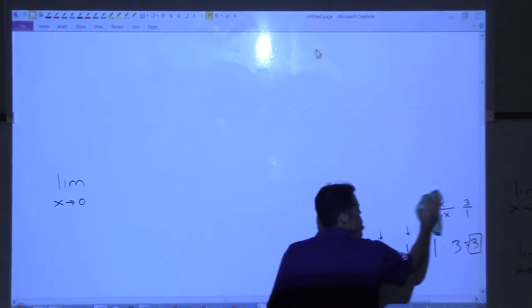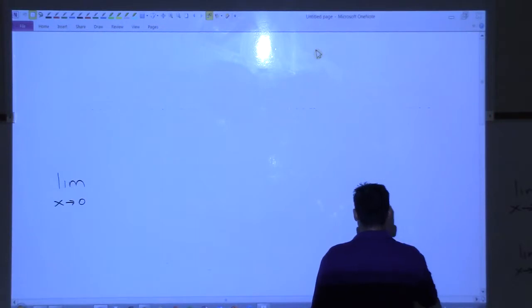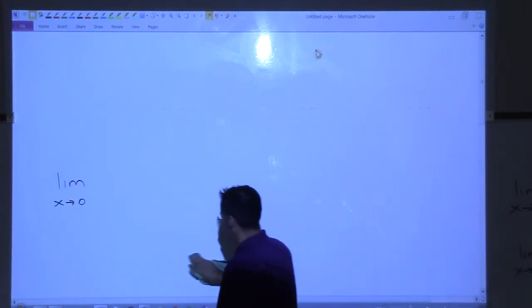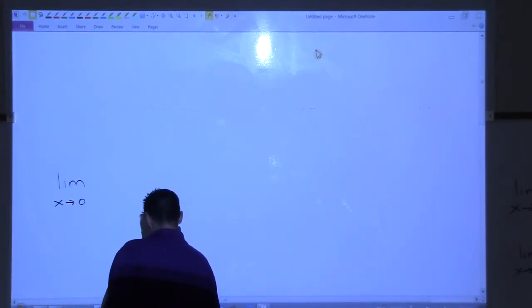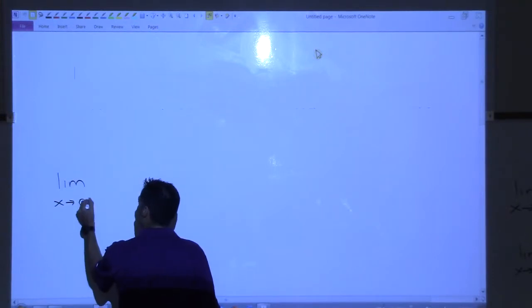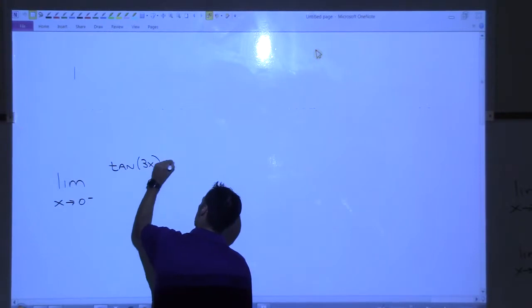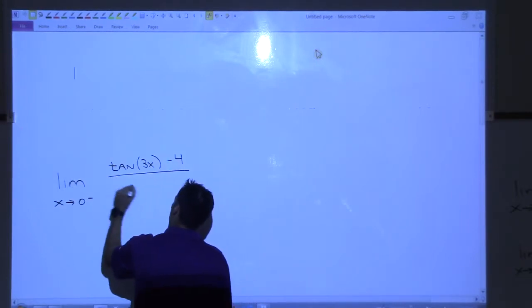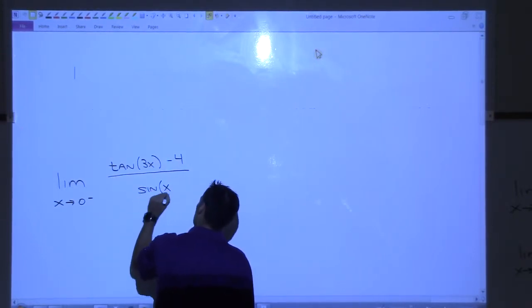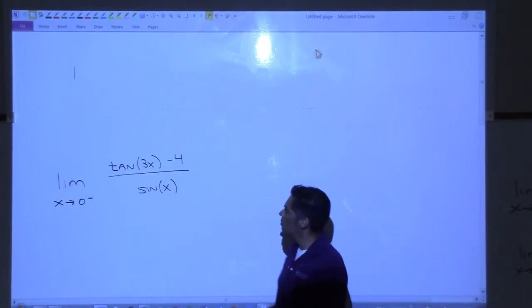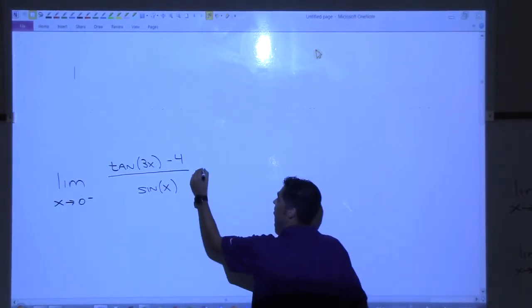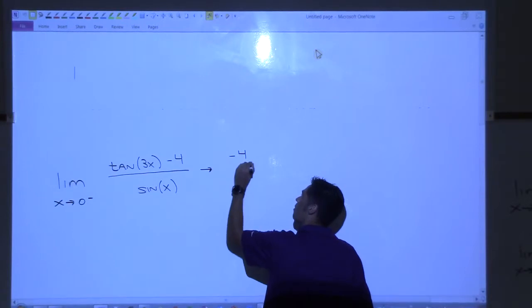Okay, the next one, same, limit as x goes to 0. There's only one little change to it: we're coming to 0 from the left. And on top, it's not tangent 3x, it's tangent 3x, and then take away 4, and the bottom is still sine x.